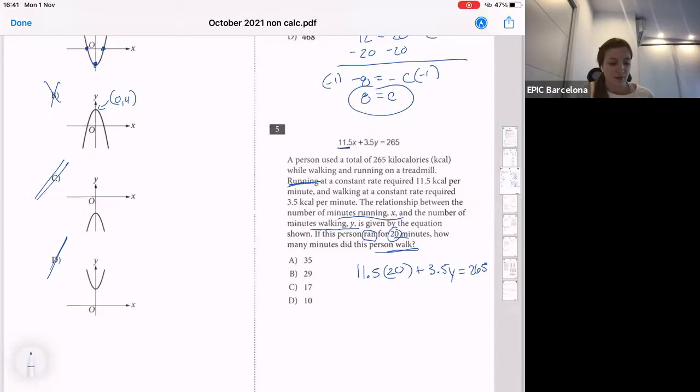Okay. Let's see. So 11 plus 11 is 22.5 plus 0.5, but okay. So that would be 230 plus 3.5y is equal to 265. Now subtract the 230 from each side.